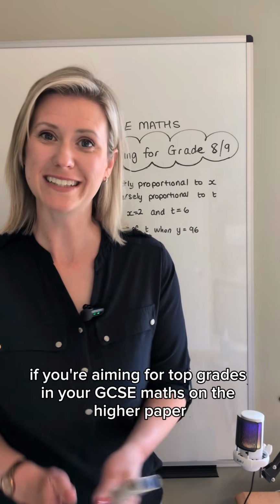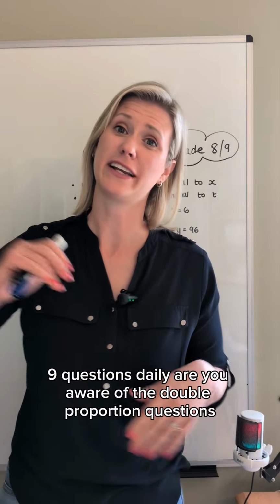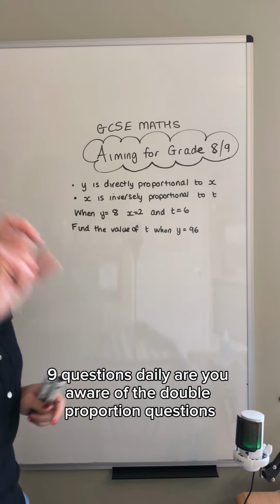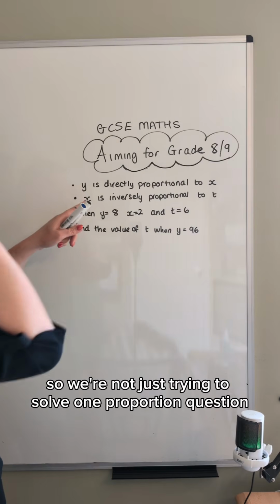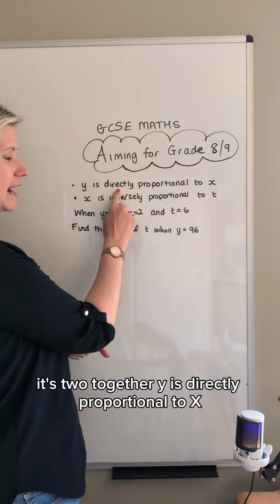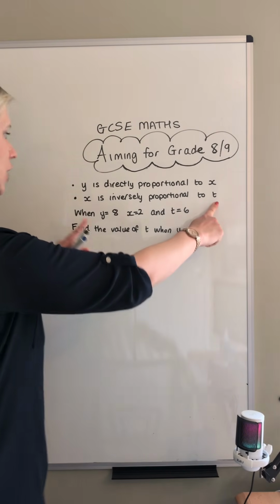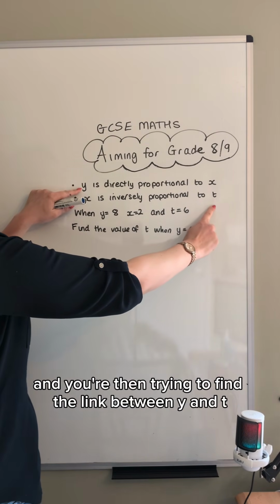If you're aiming for top grades in your GCSE maths on the higher paper, you need to be doing the 8-9 questions daily. Are you aware of the double proportion questions? So we're not just trying to solve one proportion question, it's two together. Y is directly proportional to X. X is inversely proportional to T, and you're then trying to find the link between Y and T.